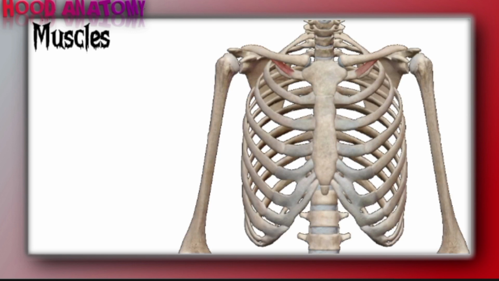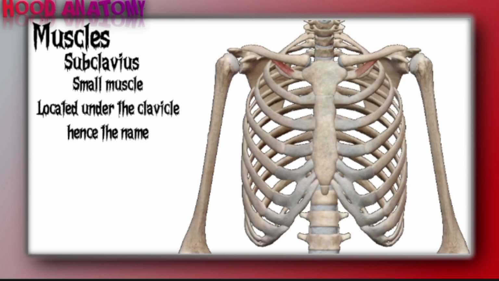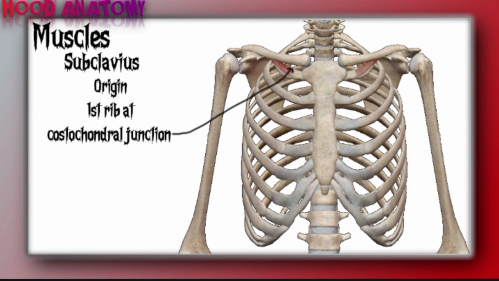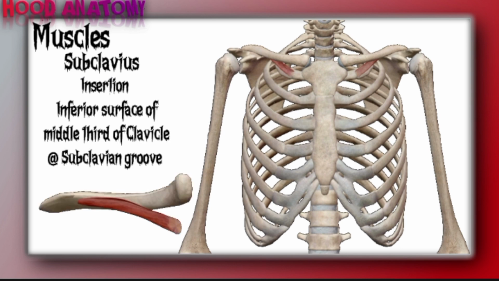The next muscle we have is the subclavius muscle. Subclavius muscle is one small muscle that is under the clavicle. The origin is the first rib at the costochondral junction. Costochondral junction is the place where the ribs meet together with their cartilage. The muscle then inserts itself into the subclavian groove, which is under the middle part of the clavicle.